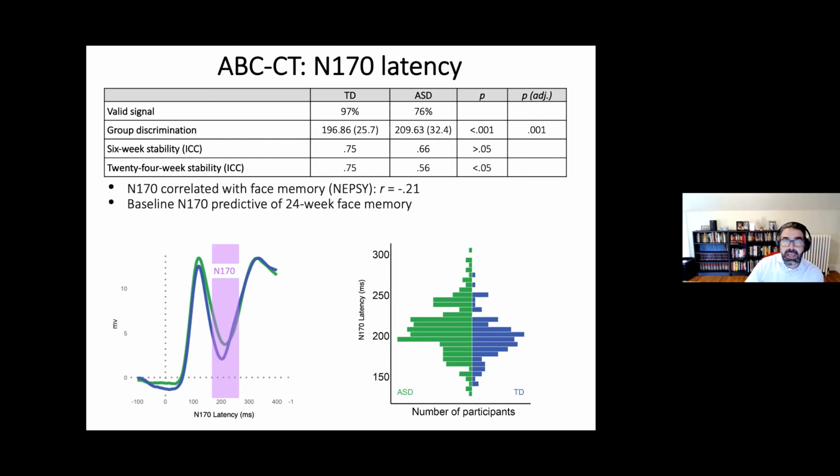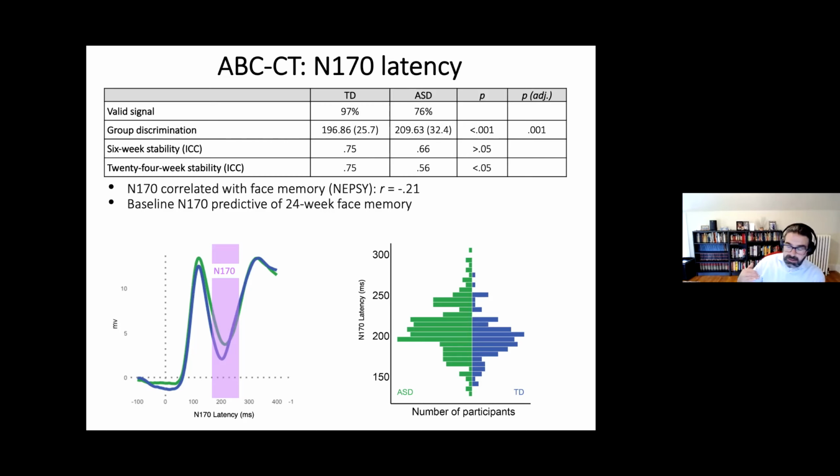Third, this information is pretty stable. This is what's called an intra-class correlation coefficient. It's basically how well a person's values hang together with their own values over time. And we see what we would call adequate reliability, 0.66 to 0.75, at 6 weeks and at 24 weeks.